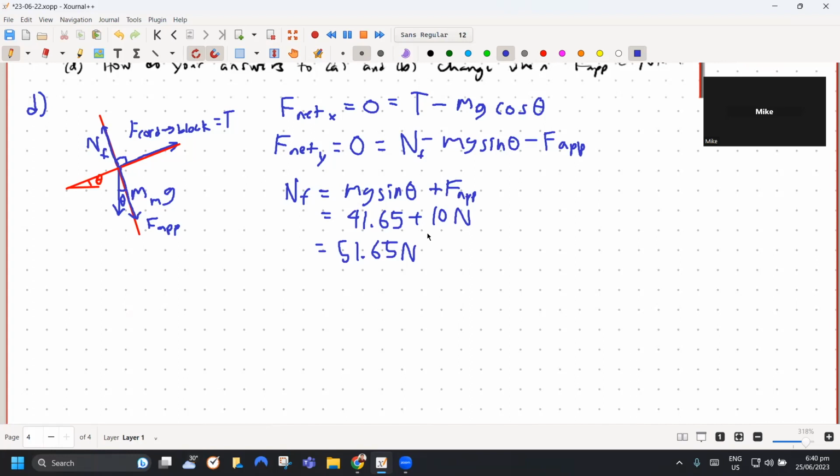So for letter E, okay, paki-type. So, for part E, suppose F applied is treated as a variable. So F applied is not given. It's just a variable.